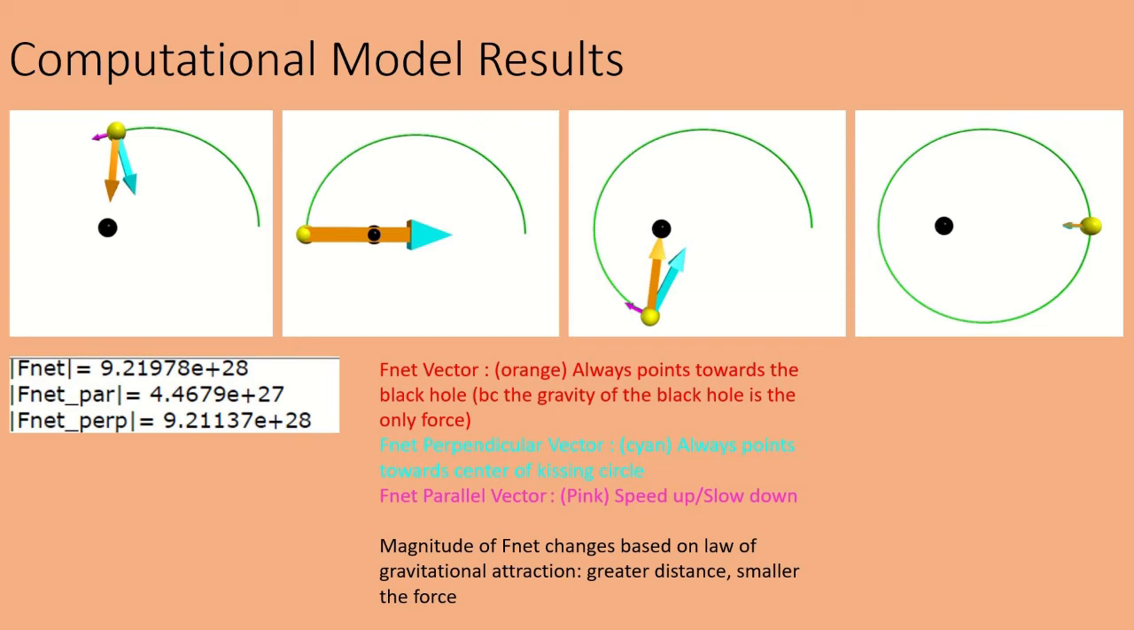So this is speeding up and slowing down. As you can see, when it's moving towards the black hole, it is speeding up, and when it's moving away, the arrow is pointing to the left, so it's slowing down. And the arrows are different magnitudes, which shows the law of gravitation, that objects that are closer will have a higher attraction than objects that are a further distance apart.